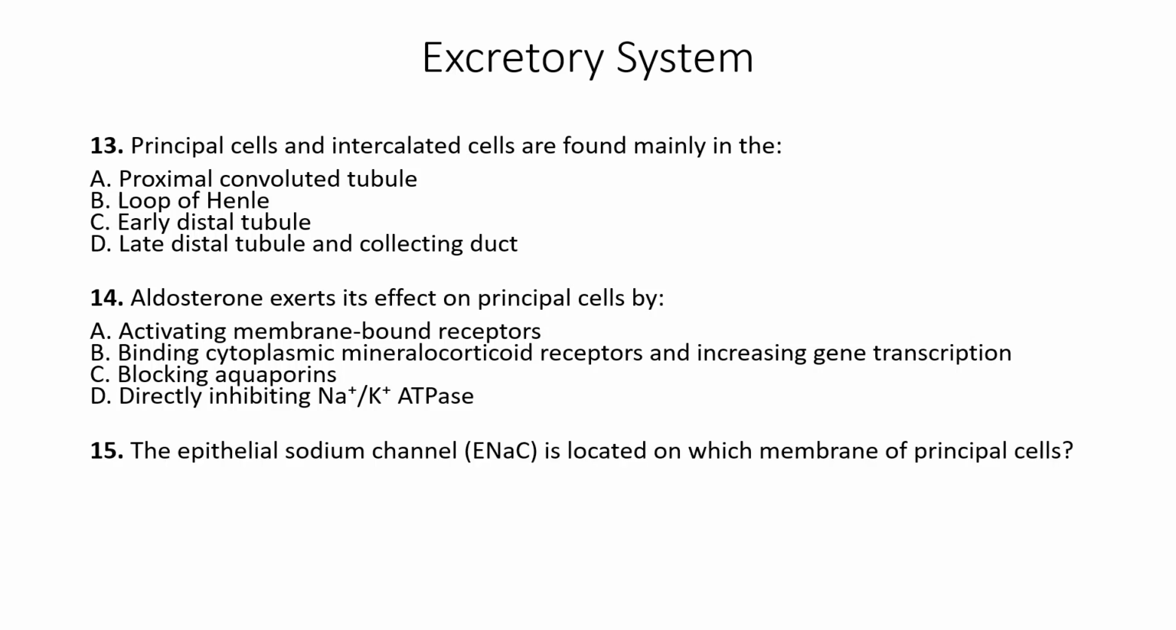And now coming to ENaC, which is what I just mentioned. This is located on which membrane of the principal cells? Again, the principal cells we discussed, they are controlling the sodium, water, and potassium balance in the latter parts of the nephron. So this ENaC, epithelial sodium channel, is on a particular membrane of these principal cells, and that impacts the function.